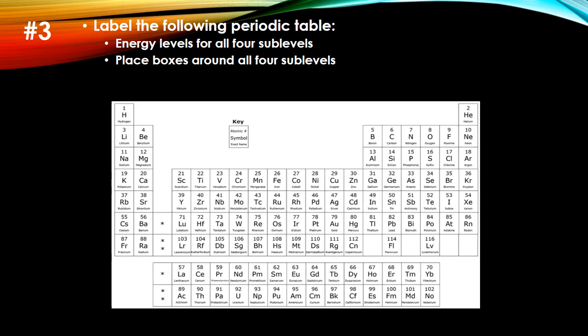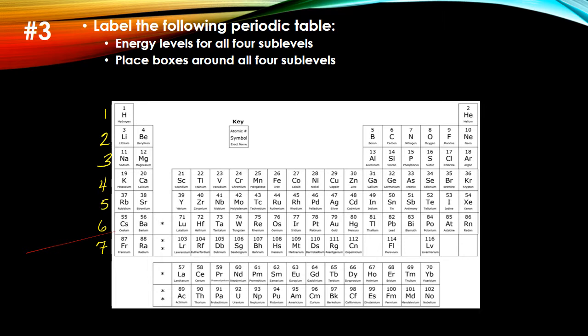This question's on your study guide just to help out with the following questions. The first thing you need to do with this one is label your energy levels. So I like to start off with this block: 1, 2, 3, 4, 5, 6, and 7. And then the second block starts with the number 2.